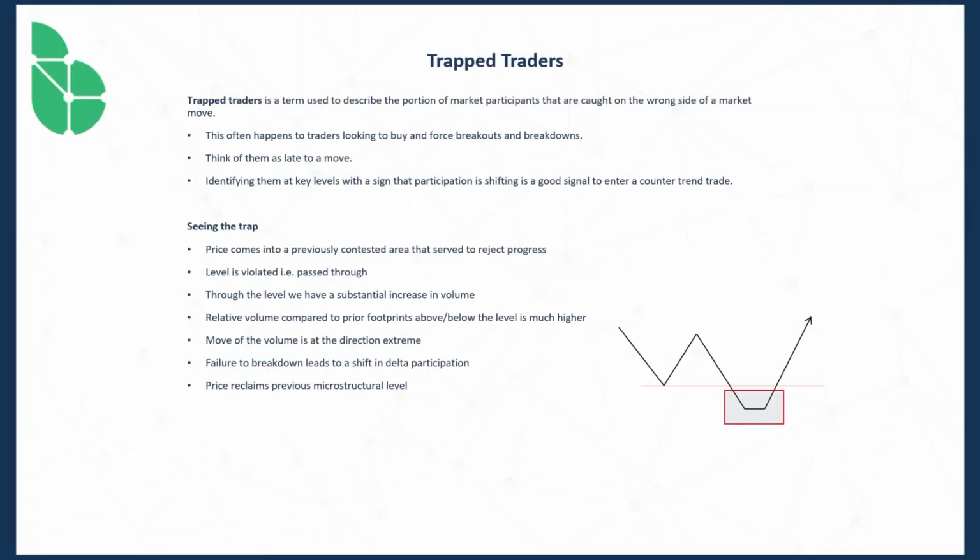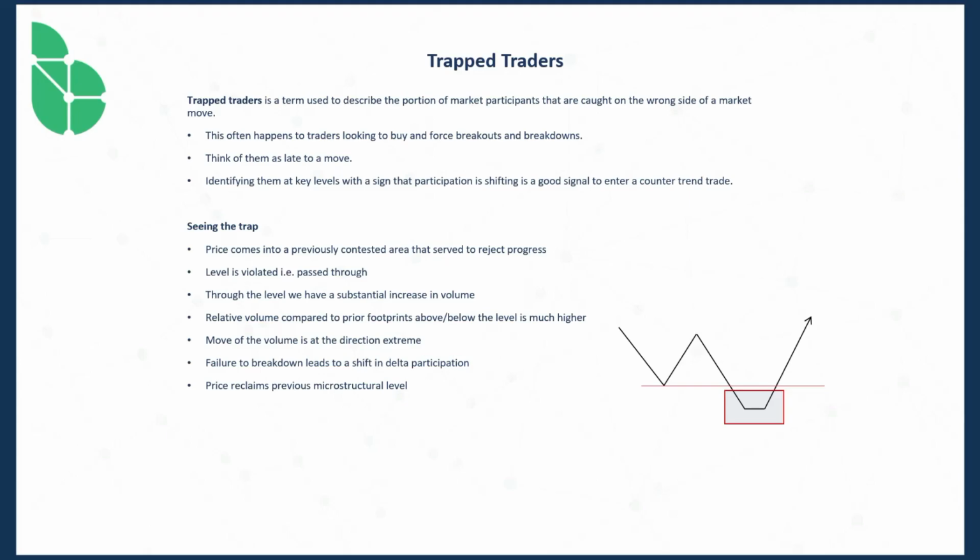Trap traders is a term used to describe a portion of the market that is caught offsides or on the wrong side of the move. They're typically late to a move, and often this happens at previous highs within market structure or previous lows. For example, in the case of the high, we're trading back up to a high and they're anticipating a breakout and they buy above the level, and price falls back within market structure. So price trades above the level and then falls back below the level.